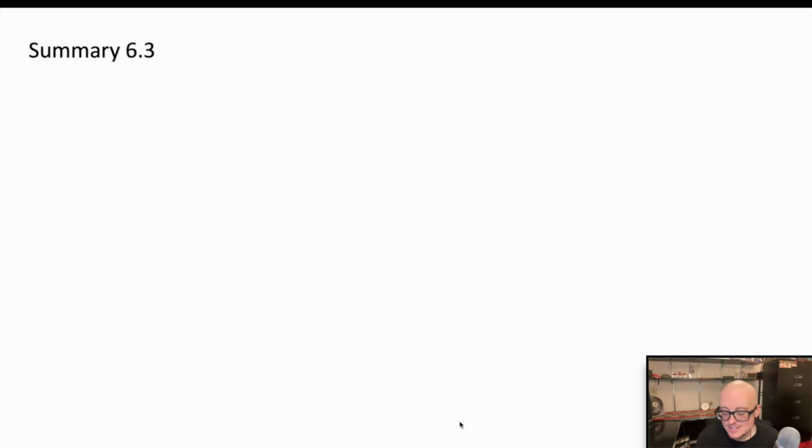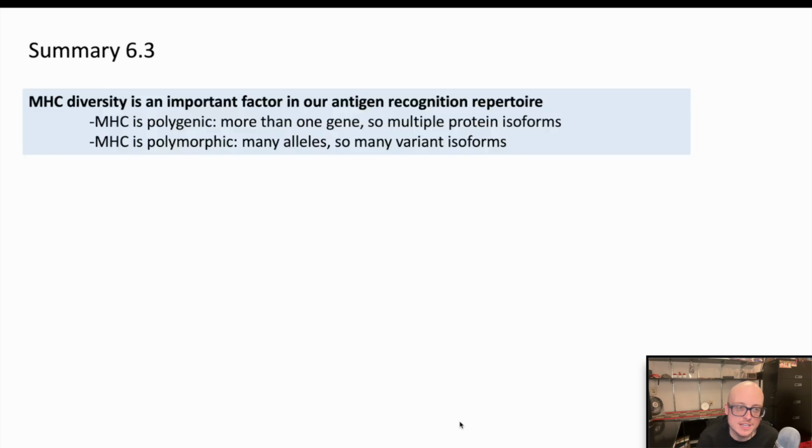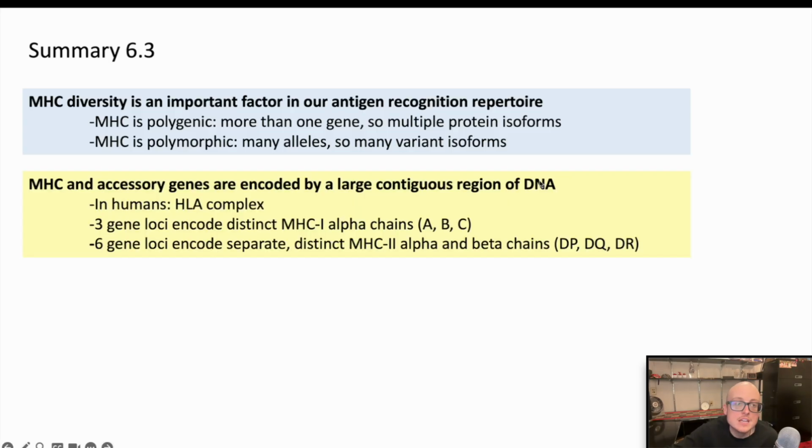Okay, we can now summarize our discussion of the gene structure of MHC. We saw that MHC diversity is also very important, just like TCR diversity, for giving us coverage against all the broad possible antigens that we might encounter. But instead of relying on something like somatic recombination, MHC addresses the diversity problem through polygenic encoding, as well as a high degree of polymorphism in the population, which gives us many potential variant isoforms that we can express at one time.